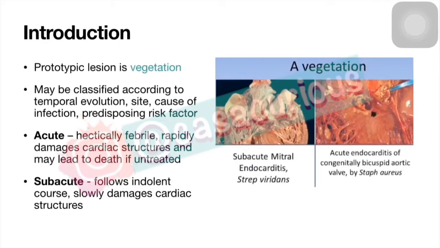The prototypic lesion is the vegetation. It may be classified according to temporal evolution, site, cause of infection, and predisposing risk factors. There are two types: acute, which is hectically febrile, rapidly damages cardiac structures, and may lead to death if untreated; and subacute, which follows an indolent course and slowly damages cardiac structures.